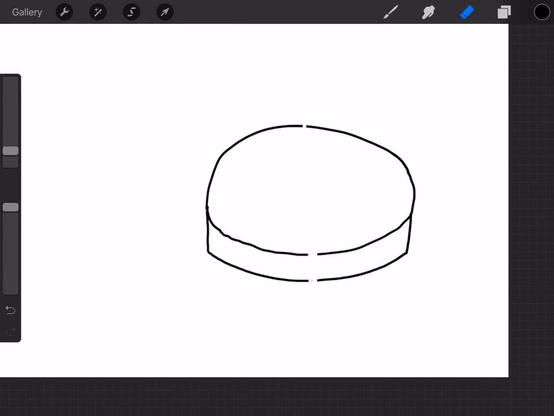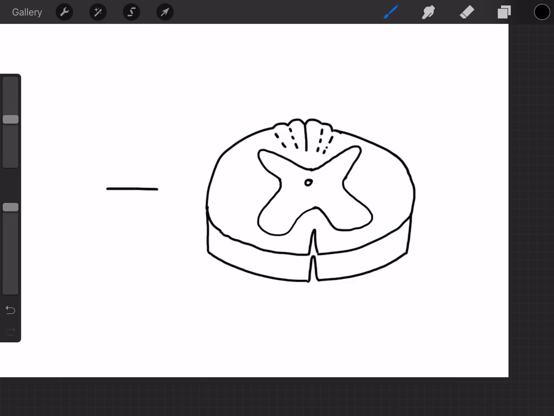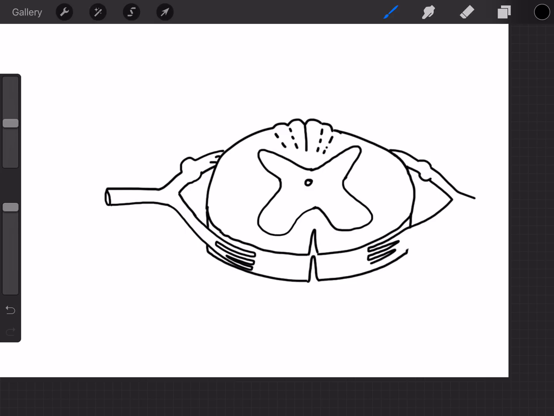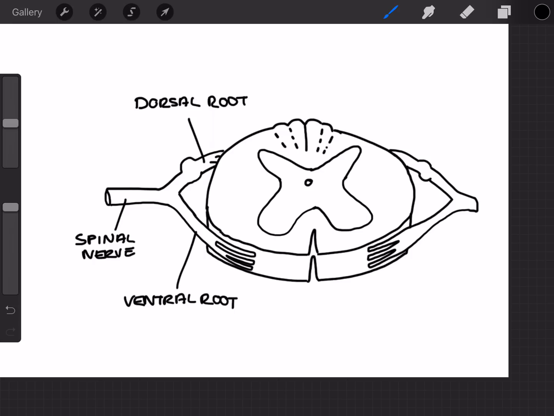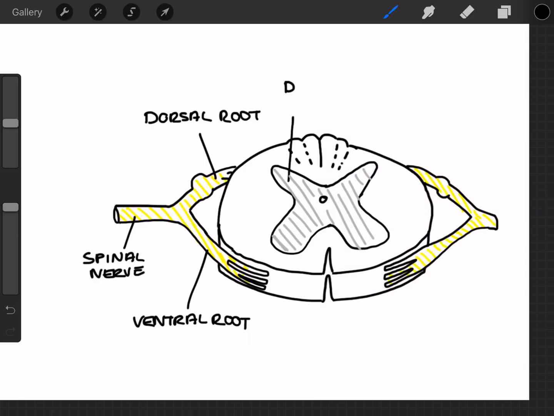So I thought I'd just give a really quick diagram again, but this time showing the way that the spinal nerve enters the spinal cord and how it splits, just from a very crude perspective. So we've got the spinal nerve travelling into the spinal cord and splitting into the dorsal root and the ventral root. And this bulge on the dorsal root is the dorsal root ganglia. And here we have the dorsal horn of the grey matter, and here's the ventral horn.